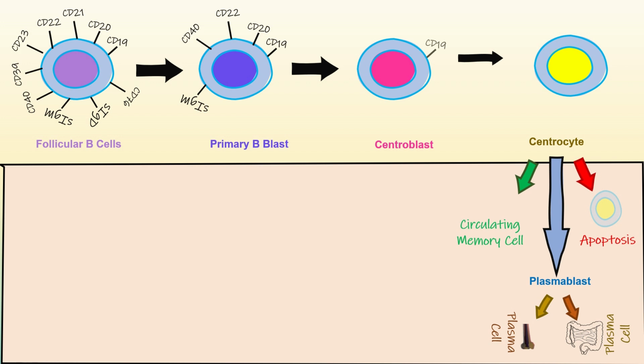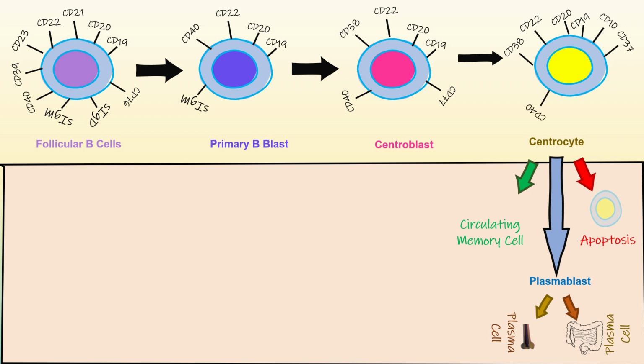Centroblast has CD19, CD20, CD22, CD38, CD40, and CD77, while centrocyte has CD10, CD19, CD20, CD22, CD37, CD38, CD40, IgM, IgA, IgG, and IgE.